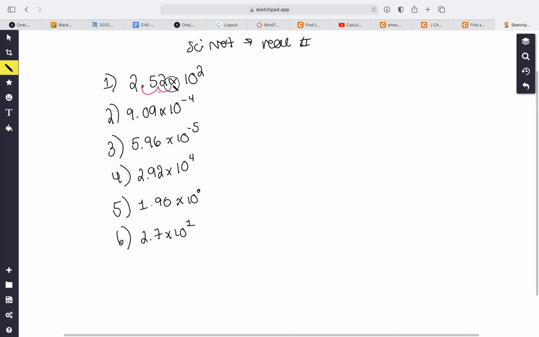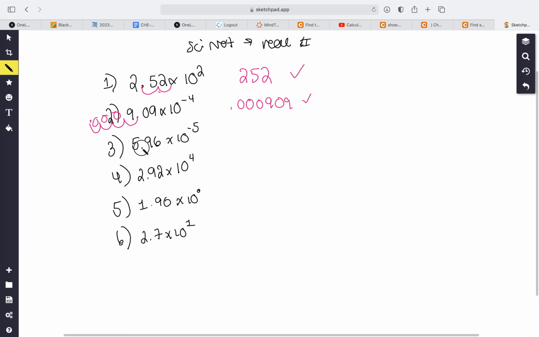Okay, so we're moving it over twice. That one's really easy, so we don't have to add any zeros. 252, cool. All right, negative 4. We're going this way, because that's how you make the number smaller. 1, 2, 3, 4. We have to add 3 zeros, so we get 0.000909. Done.